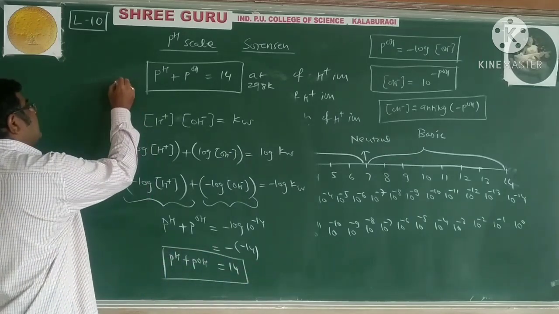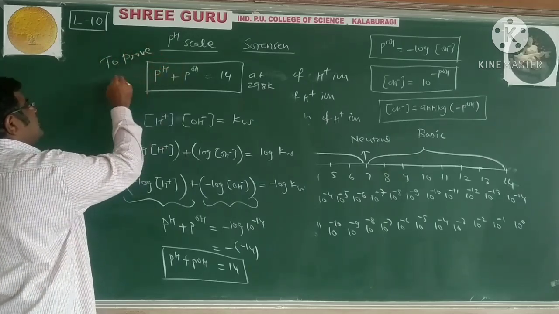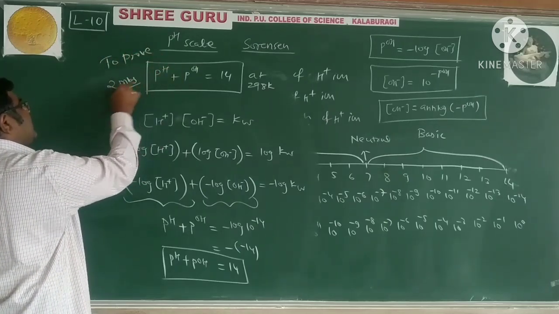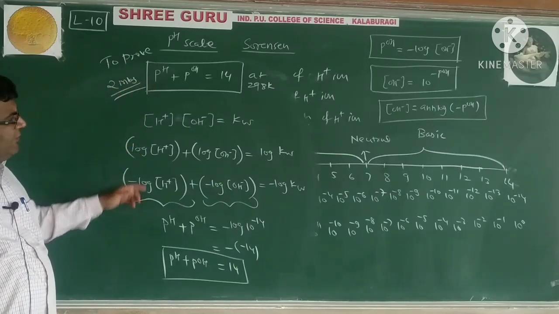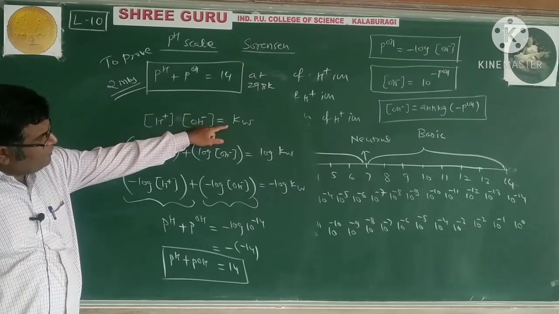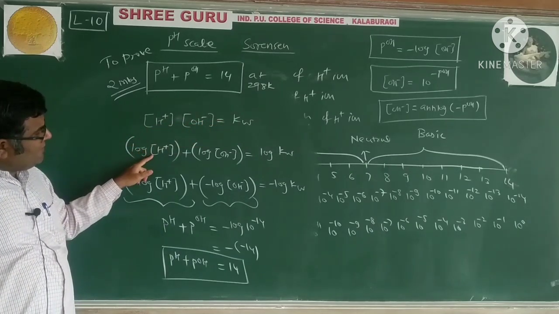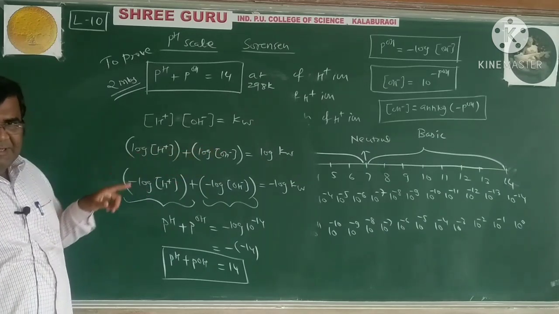So this question, to prove that pH plus pOH is equal to 14, is frequently asked for 2 marks. Only 2 steps we need to write here. H plus ion concentration times OH minus ion concentration is equal to the ionic product of water. Log of H plus ion concentration plus log of OH minus ion concentration is equal to log of the ionic product of water.